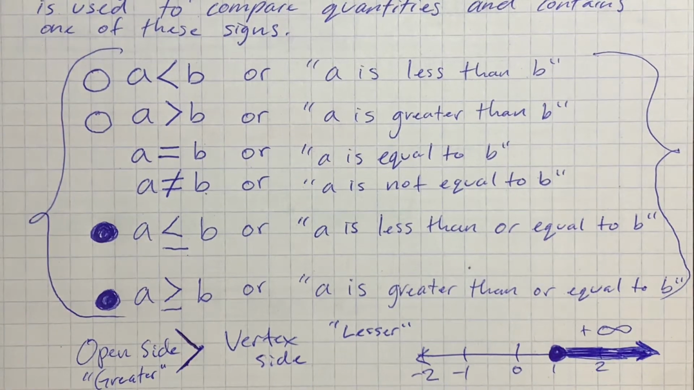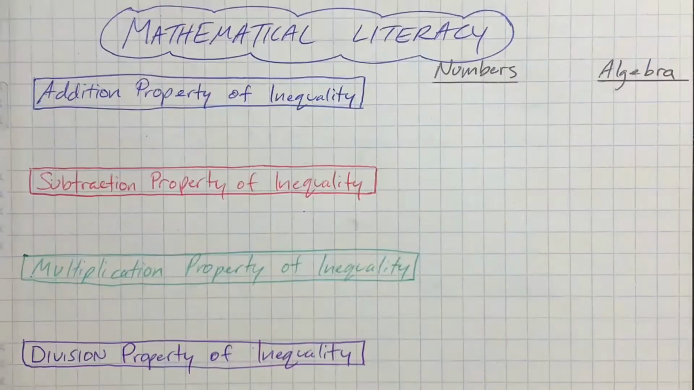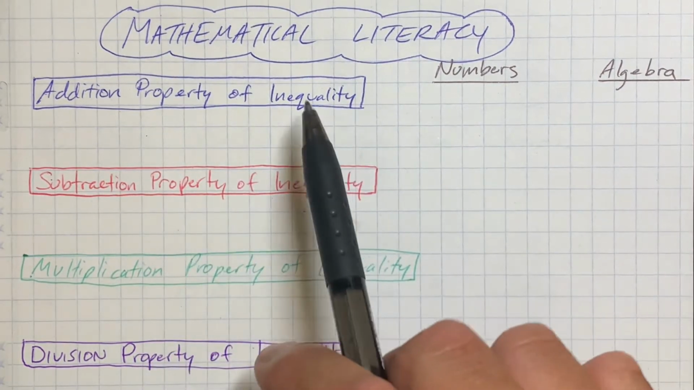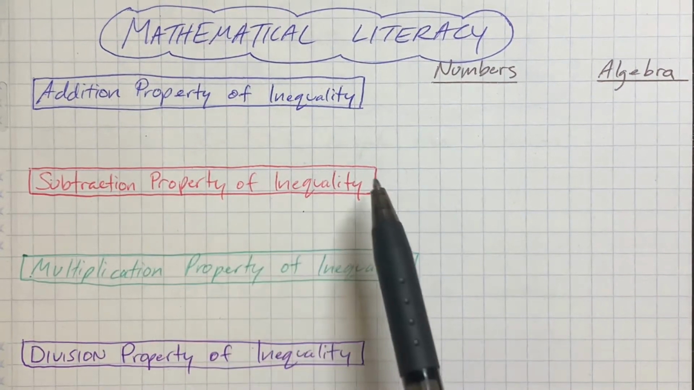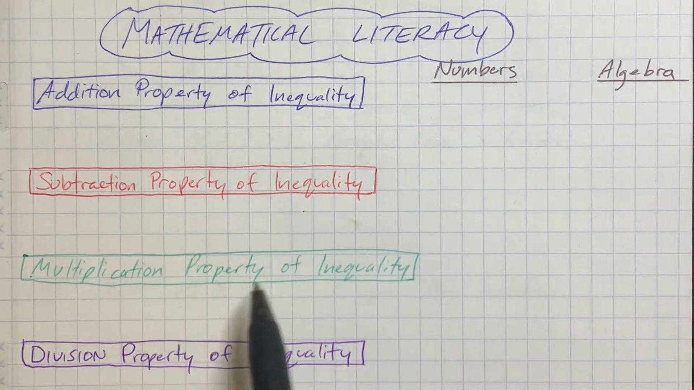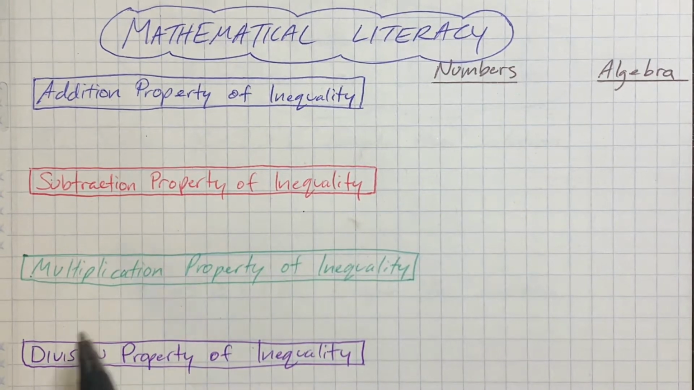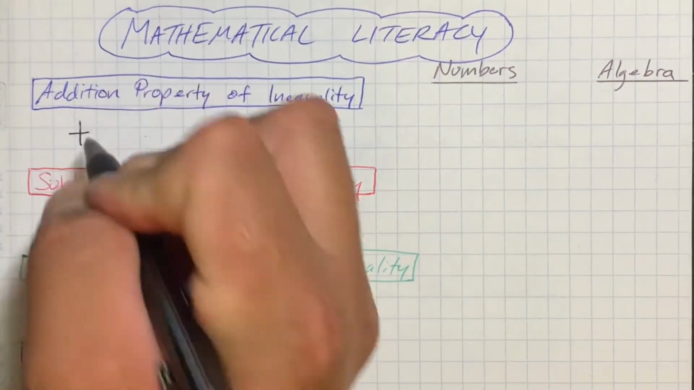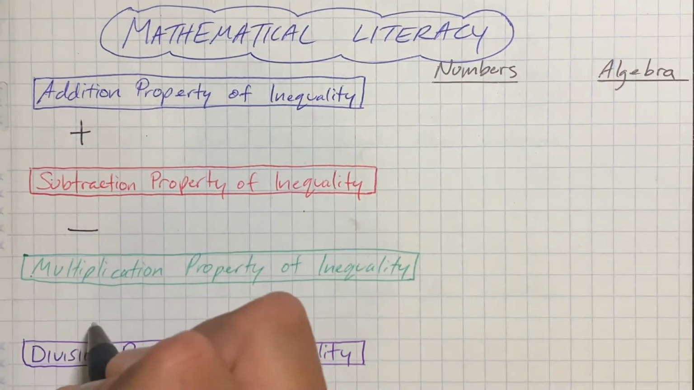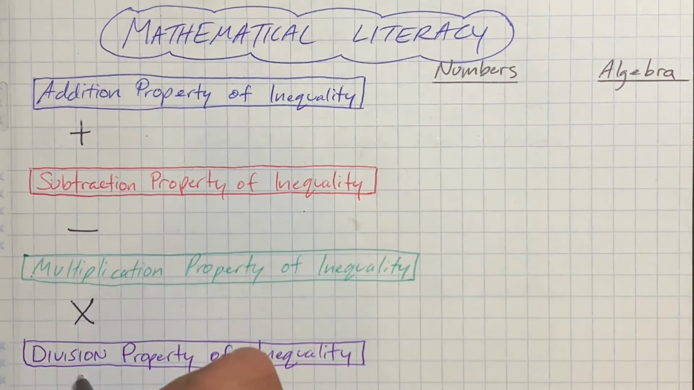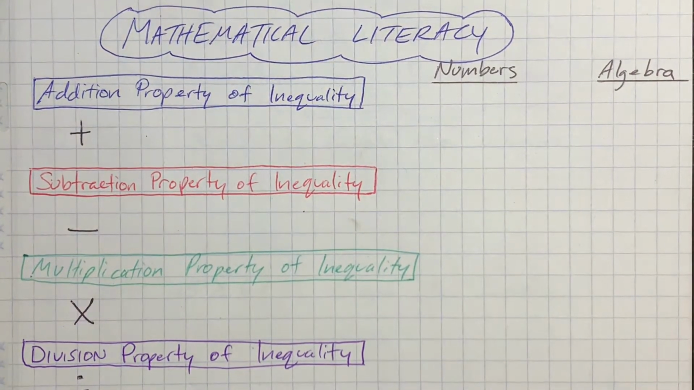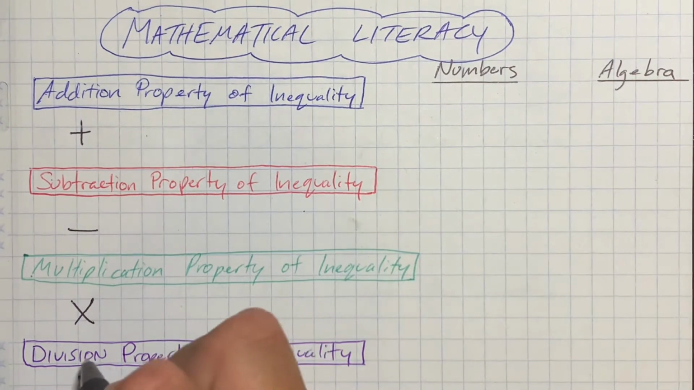Now, we're going to go ahead and continue with our mathematical literacy. To continue, we have 4 different properties here for inequality: the addition property of inequality, the subtraction property of inequality, the multiplication property of inequality, and the division property of inequality. So again, addition, subtraction, multiplication, and division. Let me make this smaller actually.